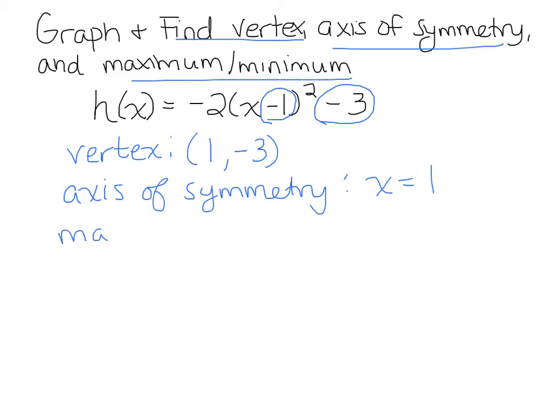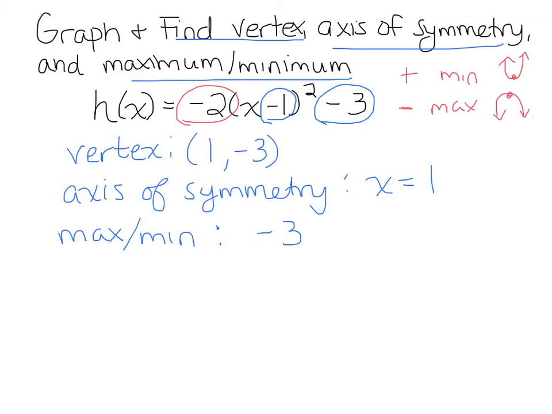The maximum or minimum value is the y-coordinate of your vertex. The y-coordinate of our vertex is -3. Now, how do we know if it's a maximum or if it's a minimum? We look at the sign of the number out front. If that number is positive, it's going to be a minimum because it's going to be a parabola opening up. If it's negative, it's going to be a maximum because that parabola is going to be pointing down. So since that number is negative, this is going to be a maximum.